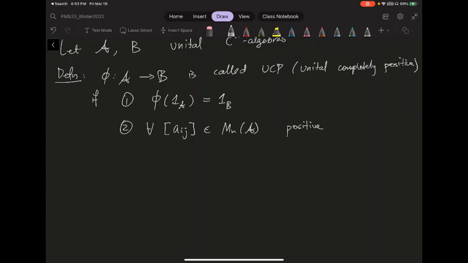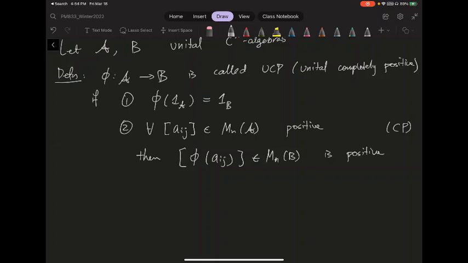If you have something that's positive, and I apply phi to all the Aij, you get something inside Mn of B, and you can talk about whether that operator matrix is positive. If that's always the case, so it maps positive operator matrices to positive operator matrices, then this is called completely positive. So this is the CP condition. It's a little bit stronger than asking that phi maps positive operators to positive operators, since it has this extra part where it maps positive operator matrices to positive operator matrices.